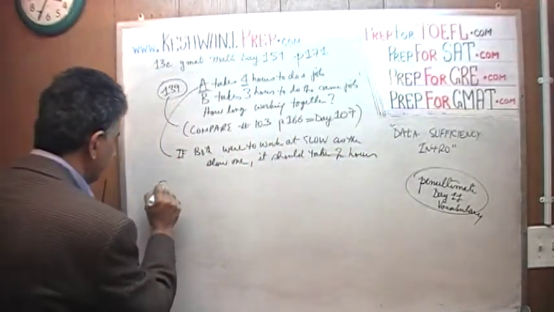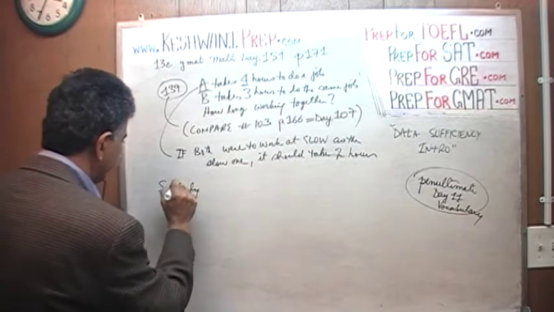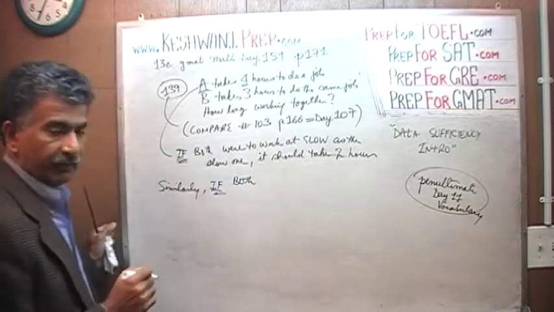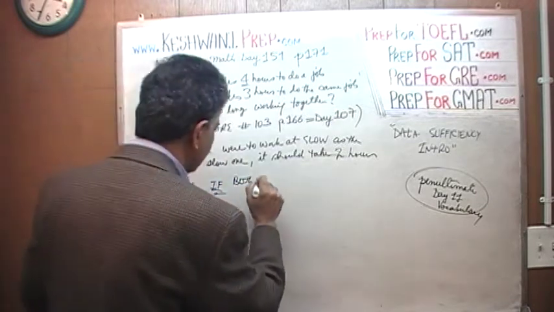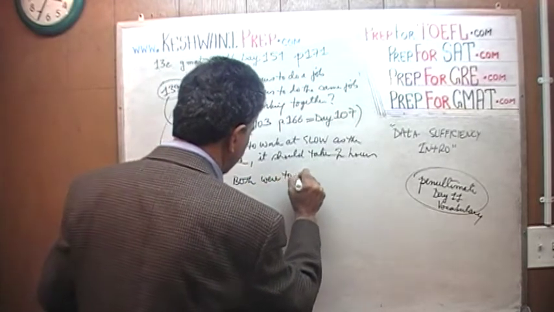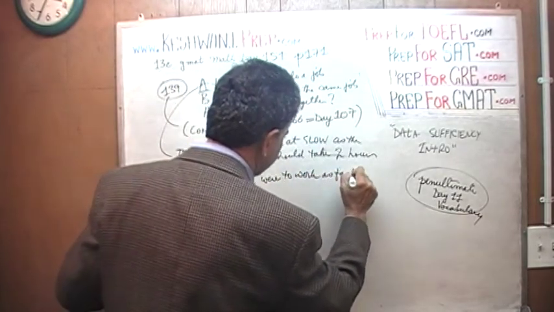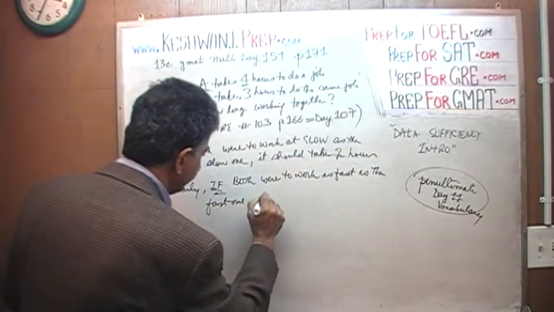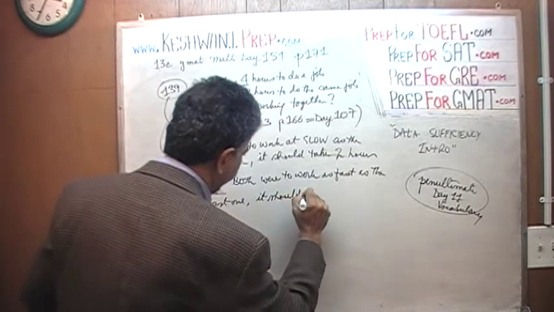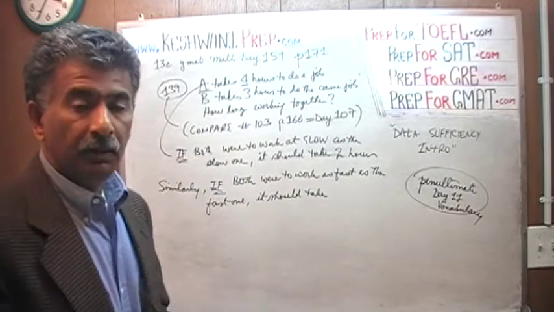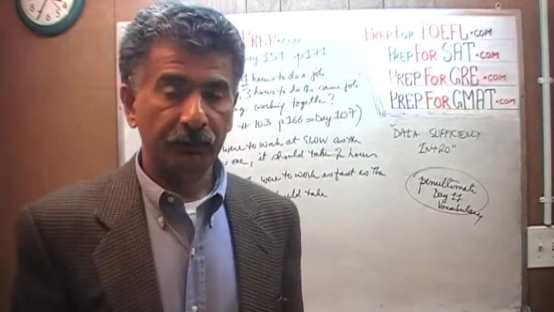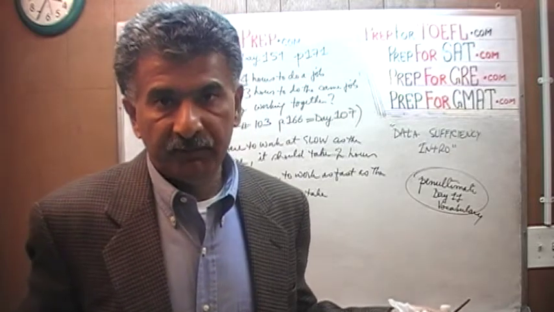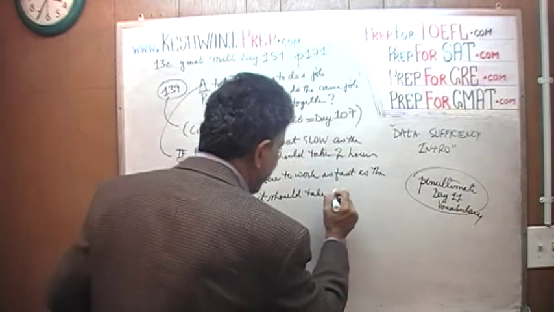Similarly, if both, these are hypothetical statements obviously, were to work as fast as the fast one, it should take how long? The fast machine can do the job in 3 hours. So if you were to put two fast machines together to do the job, they should be able to do it in an hour and a half. Hour and a half.